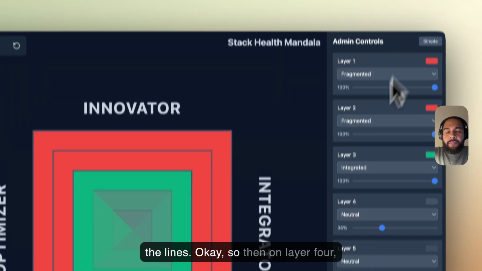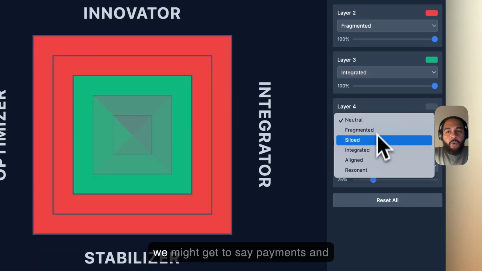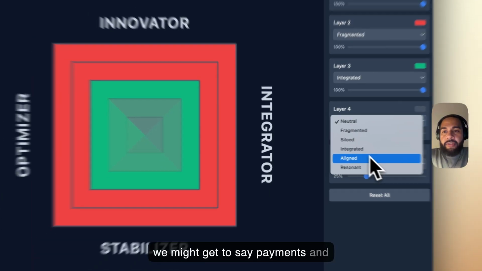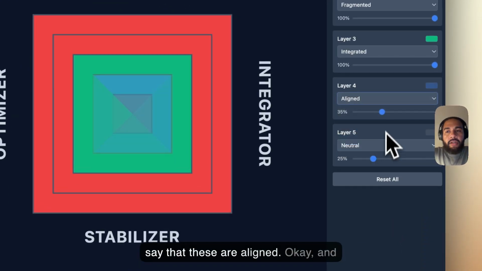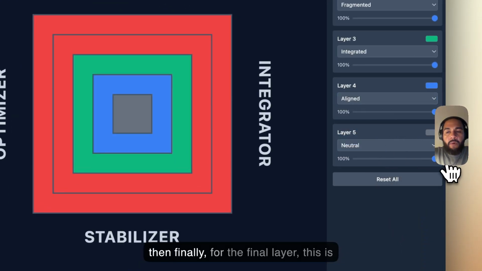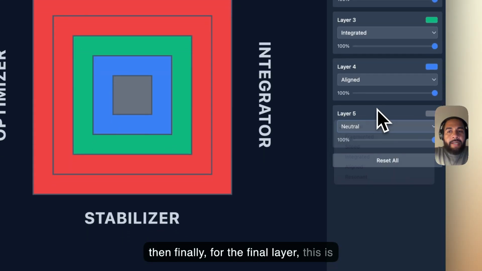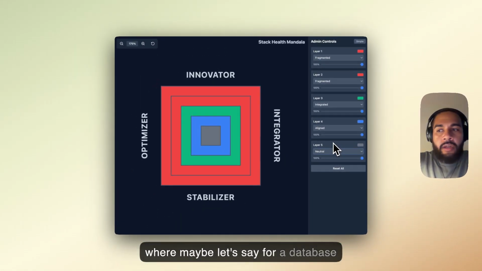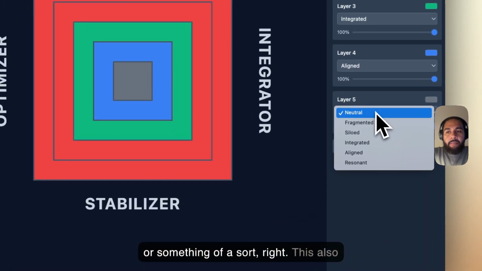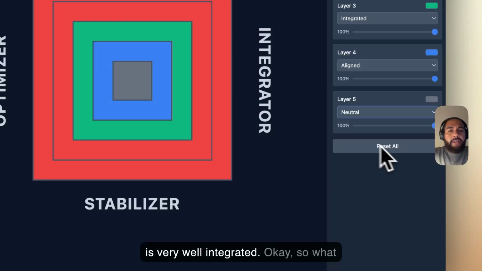And I'll hide the lines. Okay. So then on layer 4, we might get to say payments and say, I only really know Stripe. So we'll say that these are aligned. Okay. And then finally, for the final layer, this is where maybe let's say for a database or something of the sort, right? This also is very well integrated.